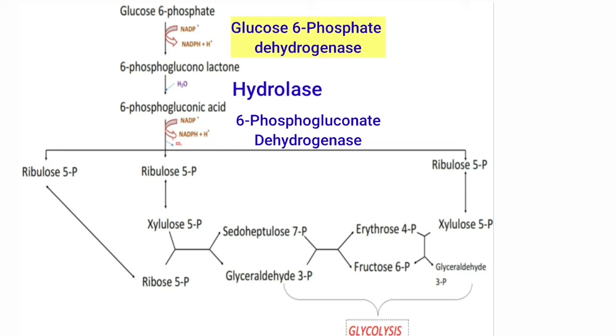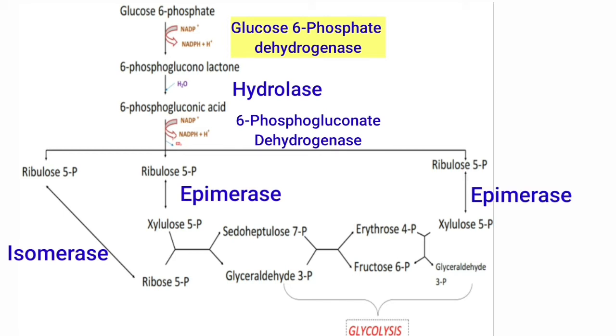So now the 6-carbon 6-phosphogluconic acid is converted into 5-carbon ribulose 5-phosphate. We already considered that there are three molecules of glucose 6-phosphate. So at the end of third reaction, we'll get three molecules of ribulose 5-phosphate. The first molecule of ribulose 5-phosphate is converted into ribose 5-phosphate by the action of enzyme isomerase. The second molecule of ribulose 5-phosphate is converted into xylulose 5-phosphate by the action of epimerase. And the third molecule of ribulose 5-phosphate, by the action of epimerase, is again converted into xylulose 5-phosphate.